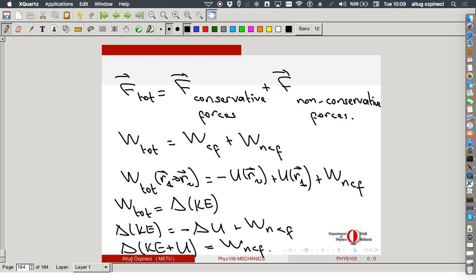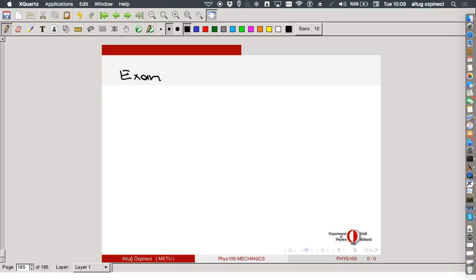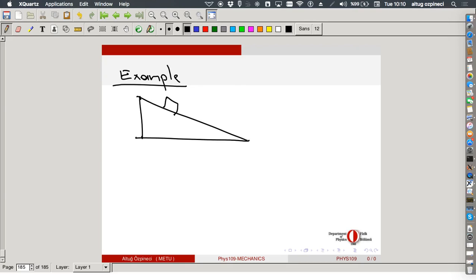So, for example, in this example, initially we have this mass over here. Let's do the example. I have the mass over here. Let's say the coefficient of static friction is μs, the kinetic friction is μk. I release the object from here at rest. Then it slides down and reaches the bottom, and what will be its speed?